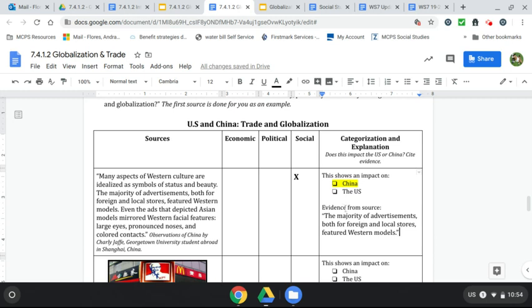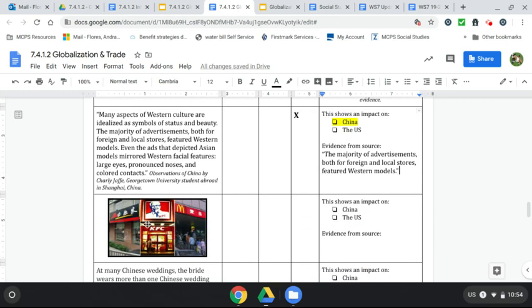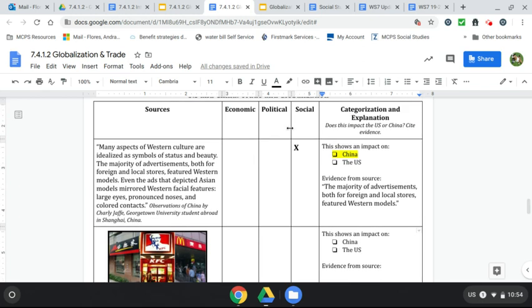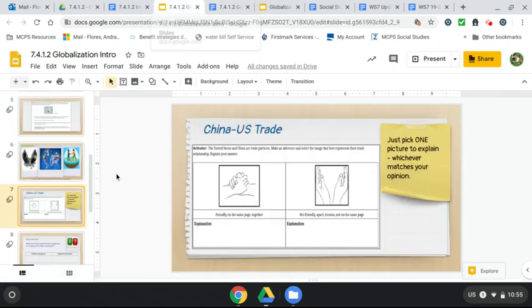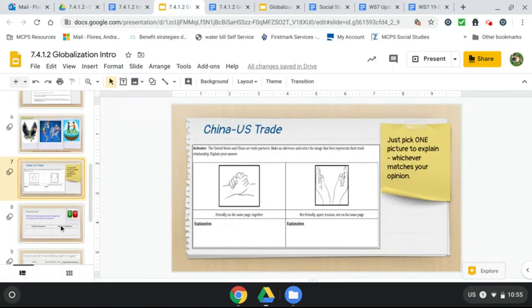Now, you do not have to copy and paste. For example, there's nothing to copy and paste with this source. So you'll need to explain what you see in the picture that supports what you said in these other boxes.